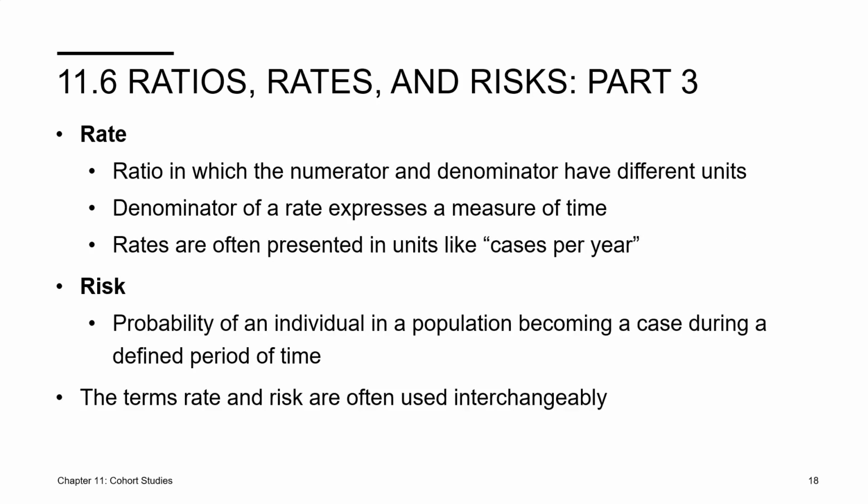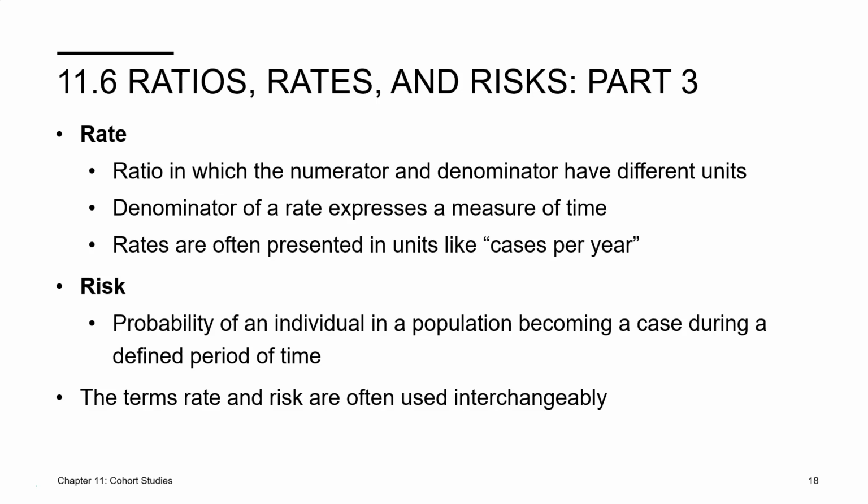Then Jacobsen talks about rate and risk. A rate is a ratio in which the numerator and the denominator have different units. And so typically the denominator is a measure of time. Now I will say you may see things like case fatality rate, but when you do the calculation for that, it's not a measurement of time. And so these are kind of used interchangeably.